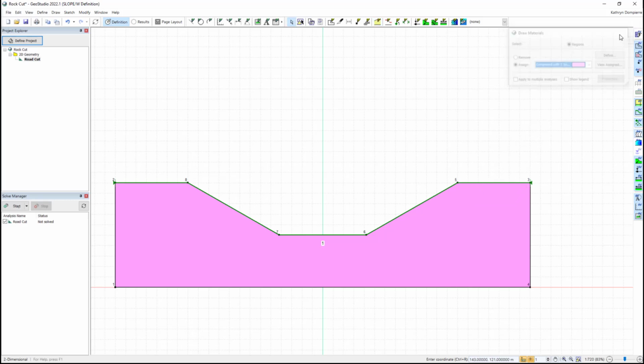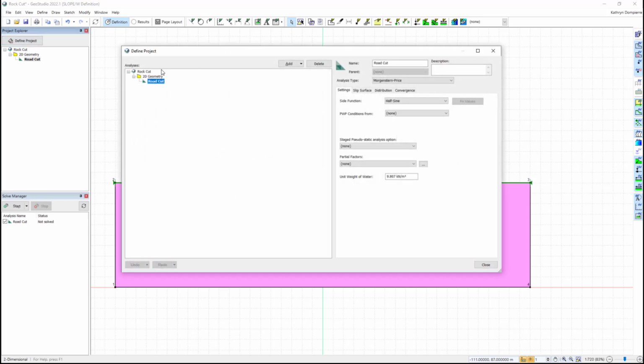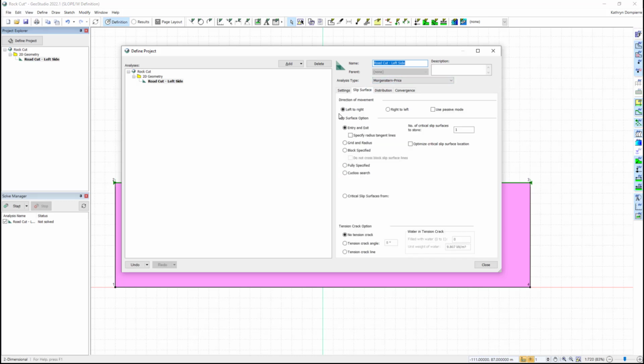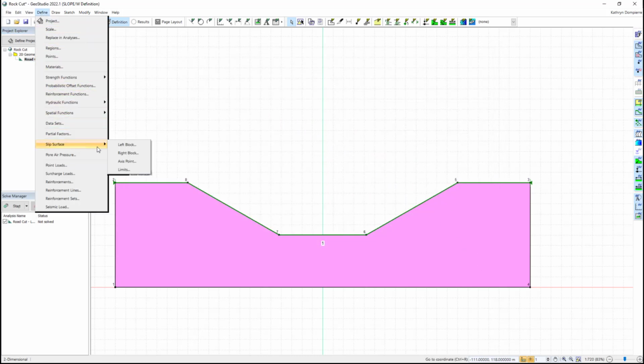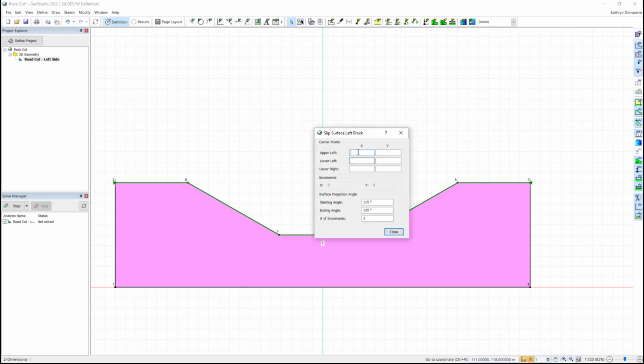To proceed with the slope stability analysis, I will first analyze the left side of the rock cut. In the Define Project window, I will rename the analysis accordingly. Make sure the direction of movement is correctly set from left to right, and then choose the block-specified slip surface option. When defining the left and right blocks for this slip surface definition type, we are providing the solver with grids to anchor the bifurcation points of a 3-segment slip surface.